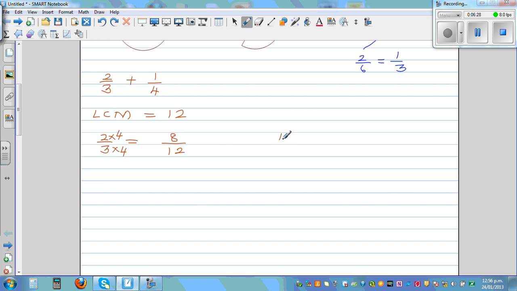And you've got 1/4. I want to write it as something out of 12. So 4 times what is 12? 4 times 3 is 12, so you do the same thing to the top number. So 2/3 is the same as 8/12. So this is equal to 8/12 plus 3/12, which is 11/12. 11 out of 12.